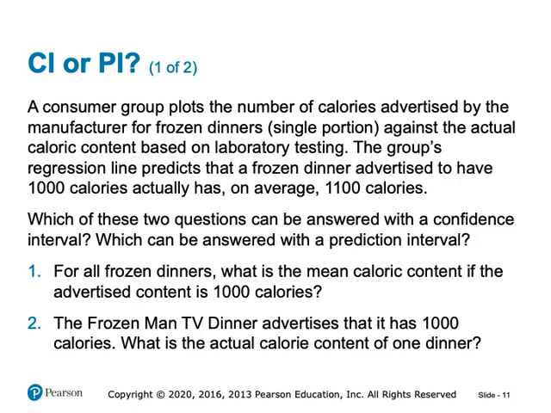Let's move on to a new example that will help us distinguish between when to use a confidence interval, CI, and when to use a prediction interval, PI. Imagine a consumer group that is investigating the accuracy of calorie counts advertised on frozen dinners. They compare the advertised calorie content with the actual calorie content based on laboratory testing. According to the regression analysis, the group finds that a frozen dinner advertised to have 1,000 calories actually has, on average, 1,100 calories. Given this scenario, we can ask two different questions.